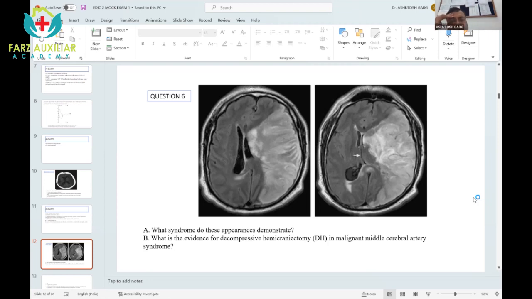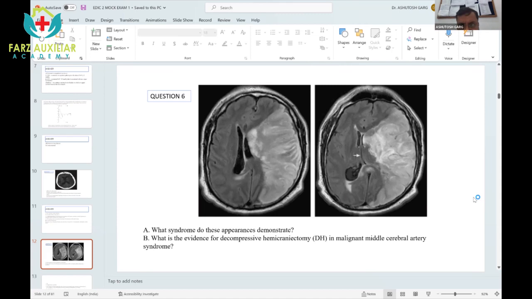We can see the soft tissue surroundings, and the hyperintense lesion is pointing more towards it being an MRI. Okay. And what syndrome do these appearances demonstrate? Yeah, it's a malignant middle cerebral artery infarct. And what is the evidence for decompressive hemicraniectomy in malignant middle cerebral artery syndrome?